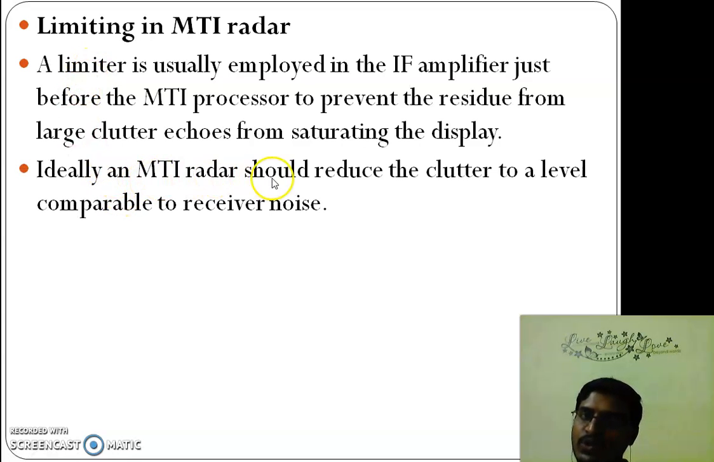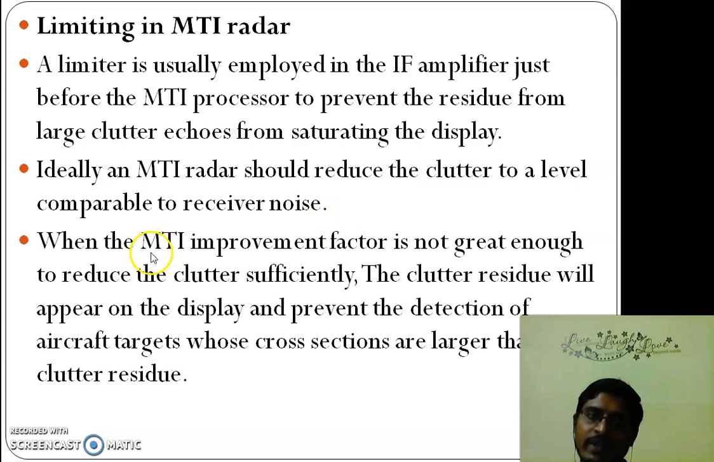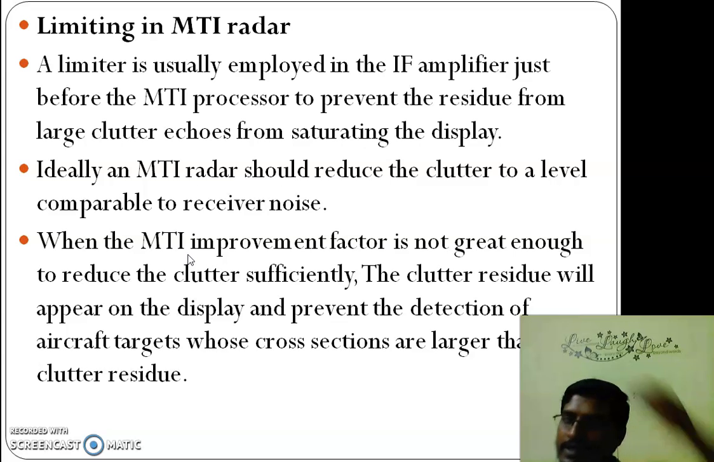Ideally, an MTA radar should reduce clutter to a level comparable to receiver noise. When the MTA improvement factor is not great enough to reduce clutter sufficiently, the clutter residue will appear on the display and prevent the detection of aircraft targets whose cross sections are larger than the clutter residue. These are some of the limitations.